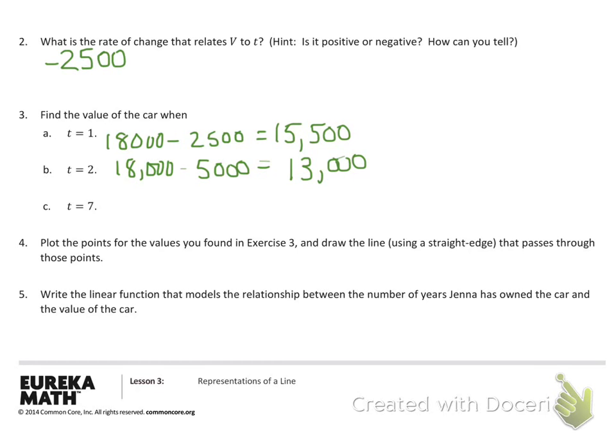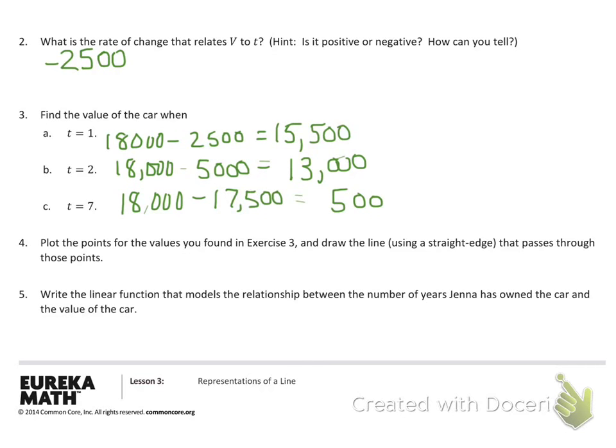And then after 7 years, we would have 18,000 minus 7 times 2,500, which would be 17,500, which leaves the value of the car at $500 after 7 years.